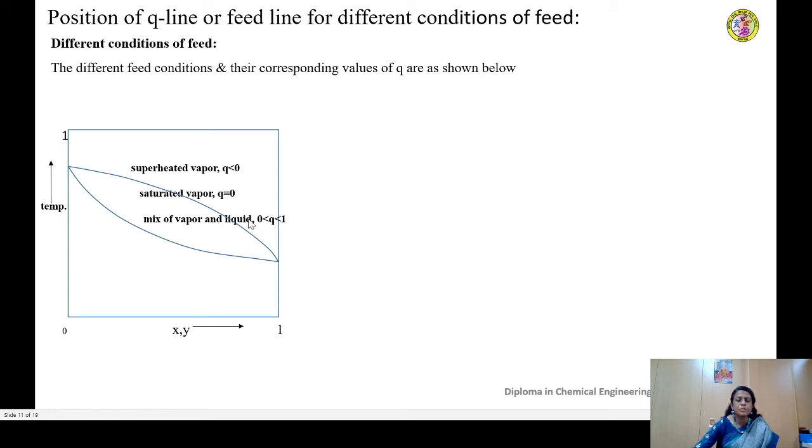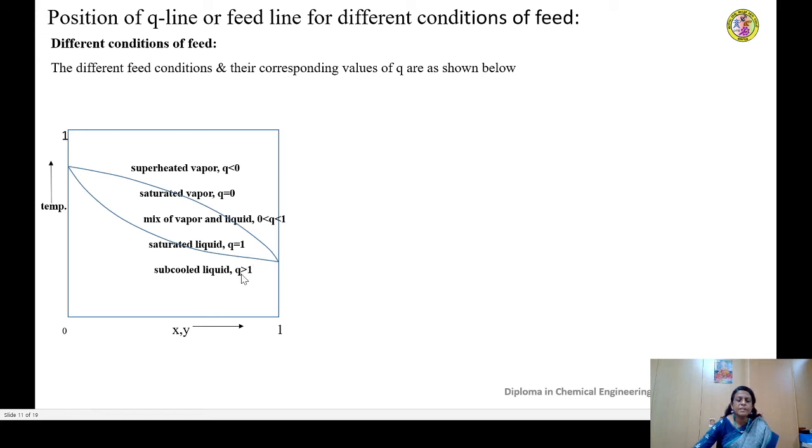So here also you need not calculate the Q value. Just by knowing the fraction of liquid in the given feed, you can find out the value of Q. Using that you can calculate the slope of the Q line and construct a Q line. Then if it is in the form of a saturated liquid, Q value will be equal to 1. So here also we don't require an equation to calculate the Q value. However, if it is a subcooled liquid, the Q value is not known. It will be greater than 1.